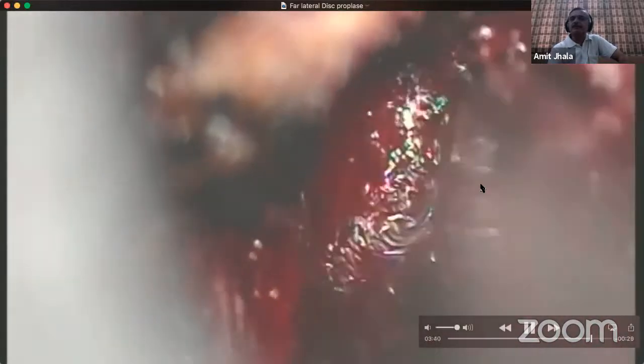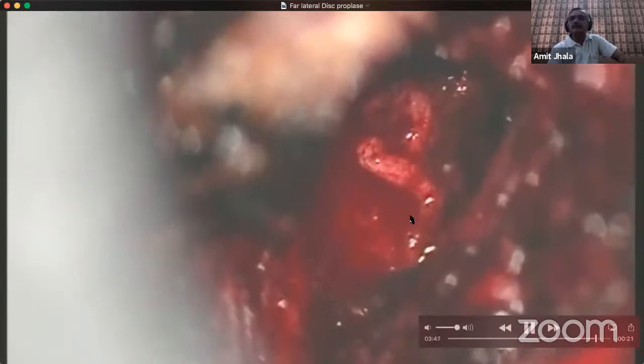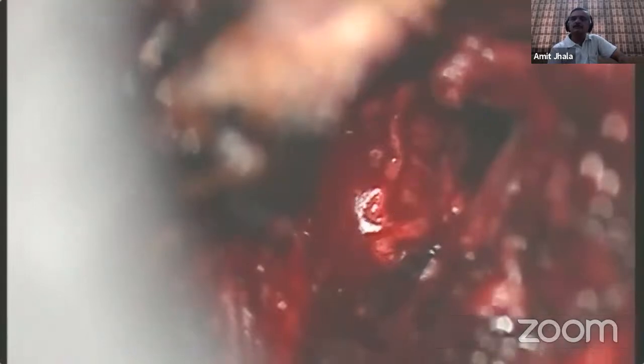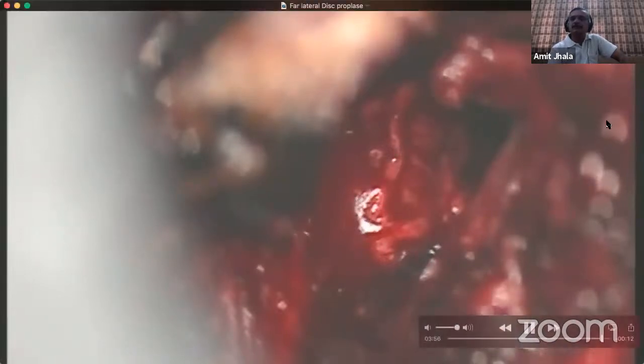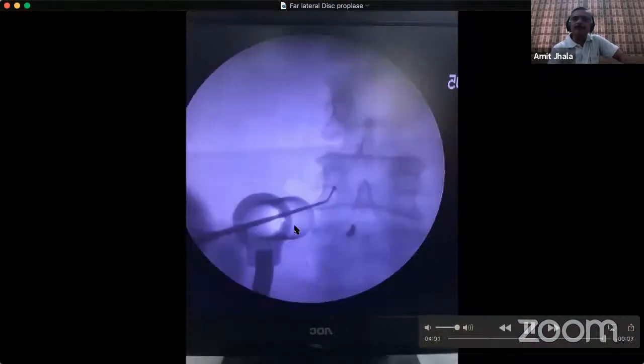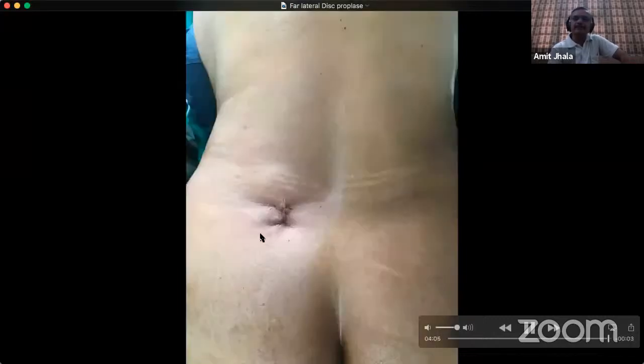And you can see that's the exiting root. And this is where the discectomy was done. Again, a big fragment coming out. That's clearly showing the exiting root and the disc which is removed there. Okay, so you can palpate and see in CM also how far medial and how far superior you have gone to check exactly the decompression, and that is the incision.